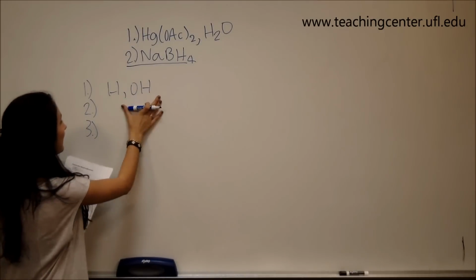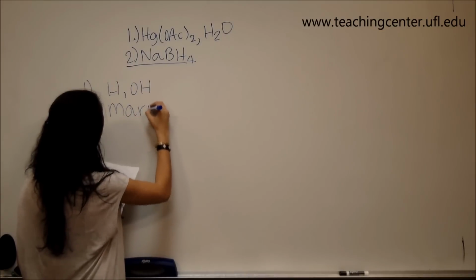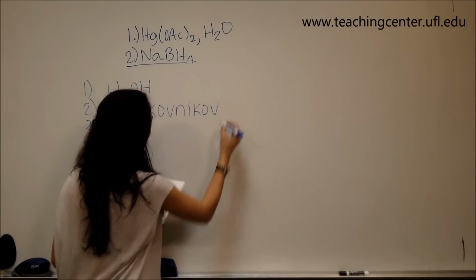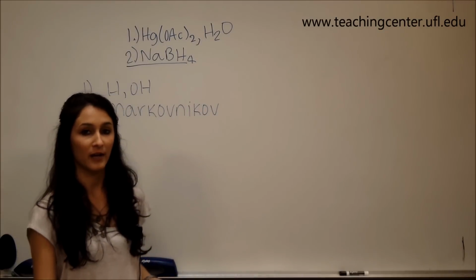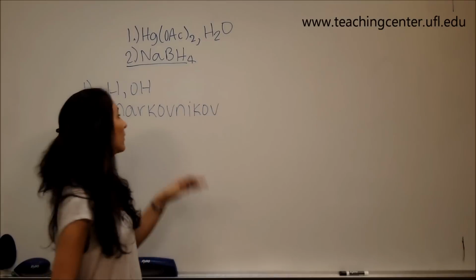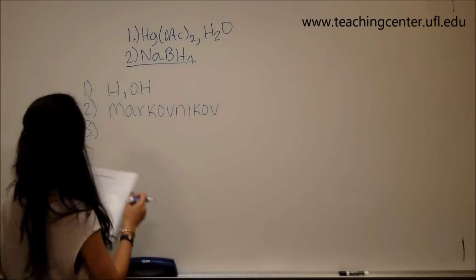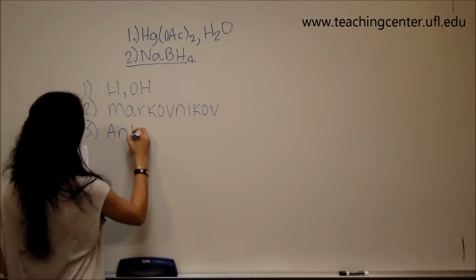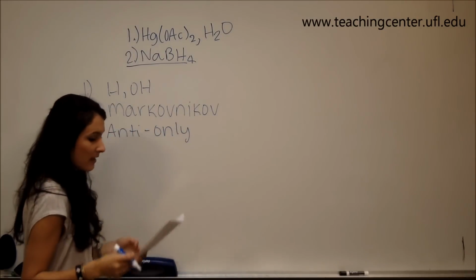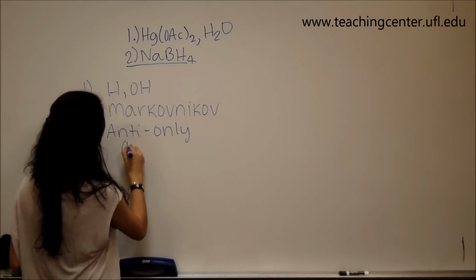All right, so what are we adding is water. Where are we adding it? We're adding it Markovnikov. And if you guys remember, with water, if you add something Markovnikov, that means the hydrogen's going to the less substituted carbon, or the OH group is going to the more substituted carbon. And then how are we adding it? We're adding it anti only. All right. This reaction also goes through a bridged intermediate, so you want to keep that in mind.